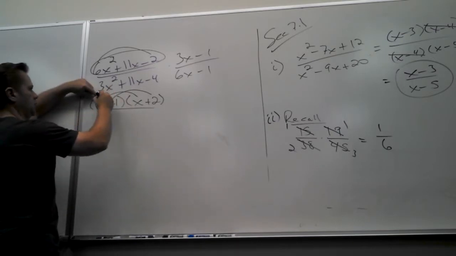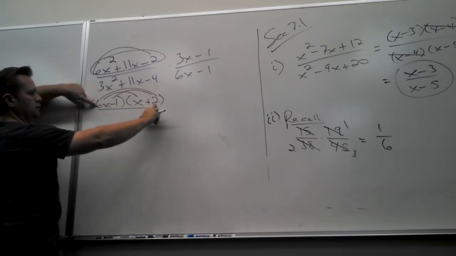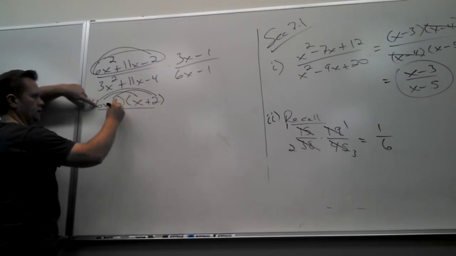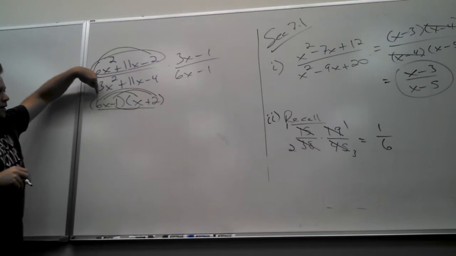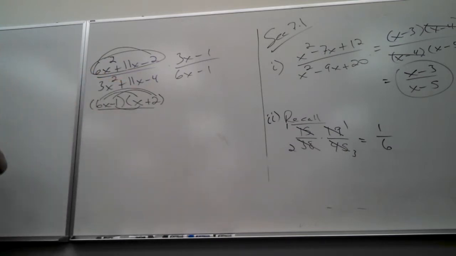So what do I get for the middle piece? 6 times 2? 12x. Minus x is 11x. That's the answer. That's how you factor the top.